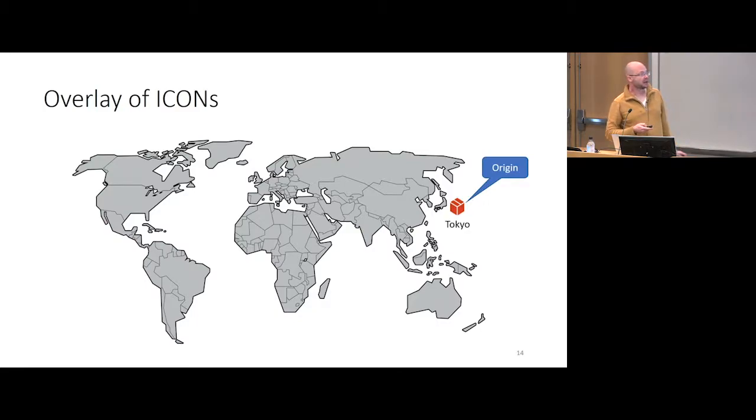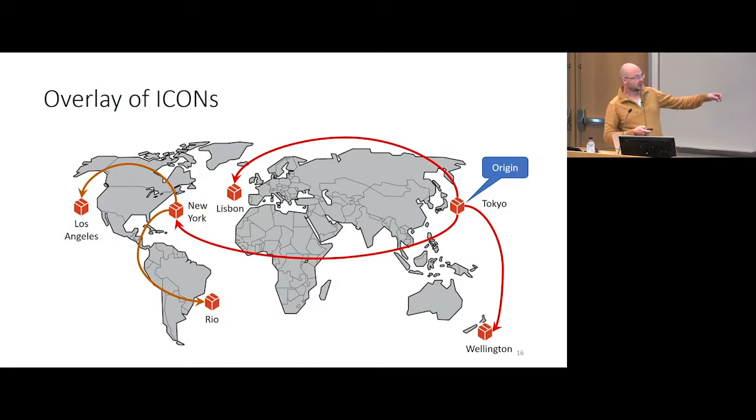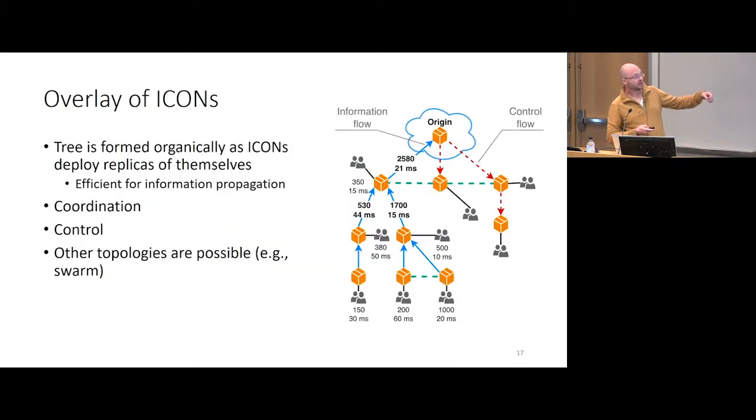As you know, icons form overlay. So imagine a setting where some Japanese game developers develop some fancy game initially for Japanese market. Then suddenly the game becomes popular in Europe, New Zealand, New York. So if they deploy the application with intelligent container, they automatically go to serve those users. And then the New York container starts serving also South America, so getting enough requests from Rio, it deploys a replica of itself in Brazil. So the structure they form is tree-like.